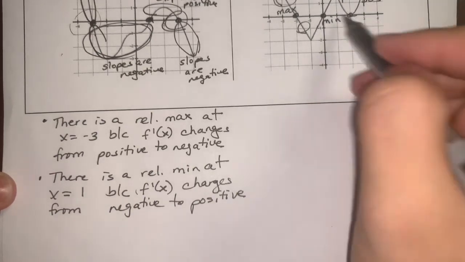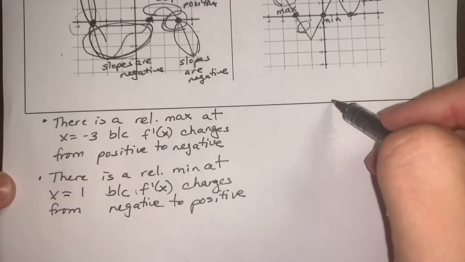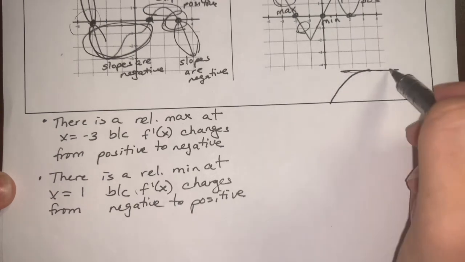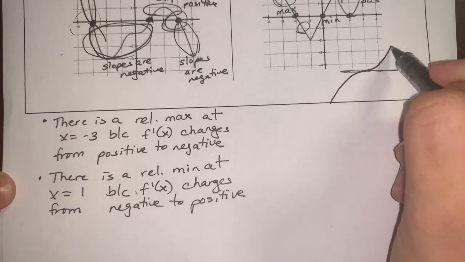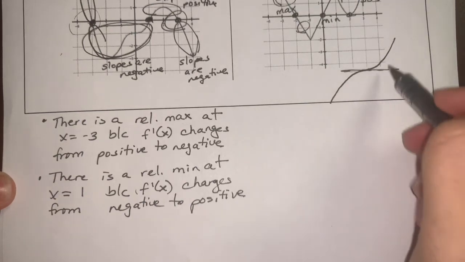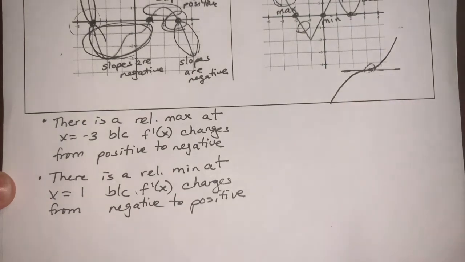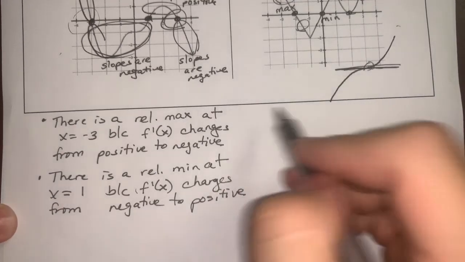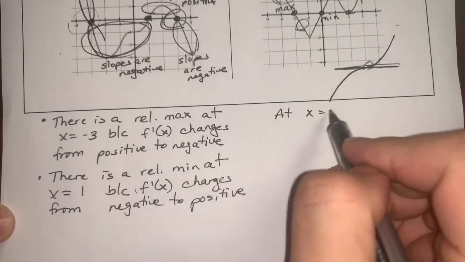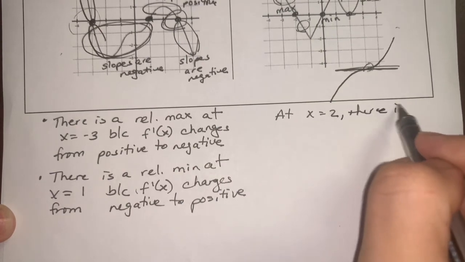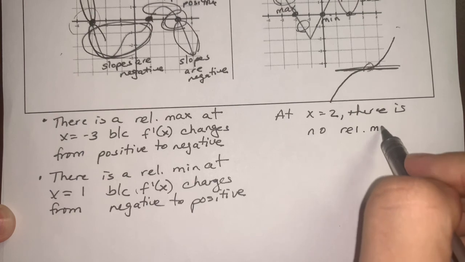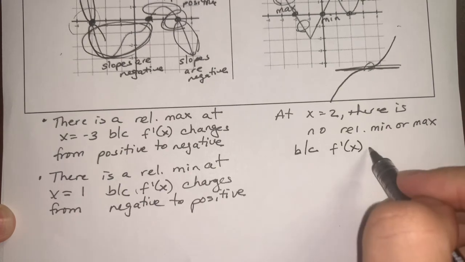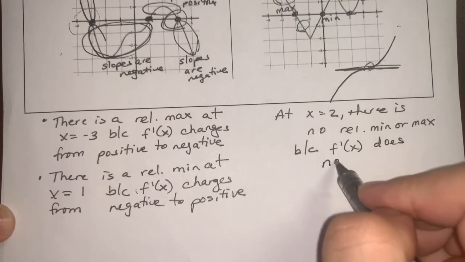And then from here, we go from positive to positive, right? So if we're going from positive to positive, probably what the graph looks like is you have increasing slopes, and then you reach your critical point that has a horizontal tangent line, but then it's probably just going to keep increasing from there. All right? So you don't necessarily have a relative minimum or maximum there, but you do have a horizontal tangent line. So what you would say for that is, at x equals 2, there is no relative min or max because f prime of x does not change signs.